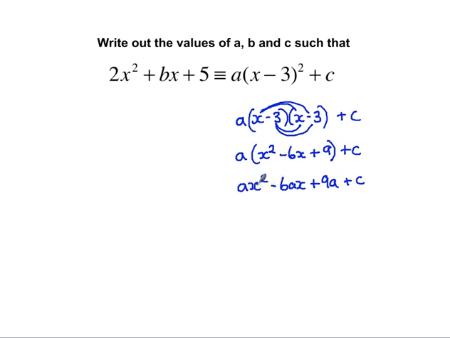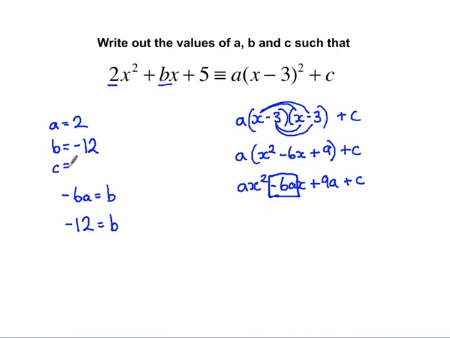If we're looking over here, we've got ax squared. Well, a must just be referring to this number here, so a has to be equal to 2. B, this number here has to be referring to the minus 6a part. So minus 6a equals b. We already know what a is, so that's minus 6 lots of 2, so minus 12. B must be minus 12.